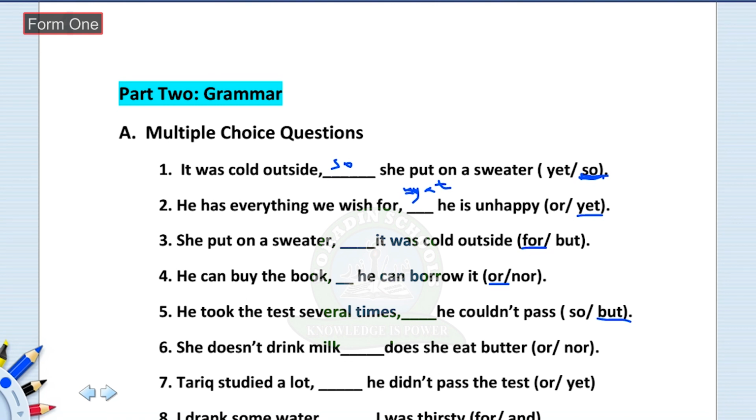Six. She doesn't drink milk. Does she eat butter? Here we have two negative sentences. She doesn't drink milk. She doesn't eat butter either. Therefore, the correct answer is no. The correct answer is no.